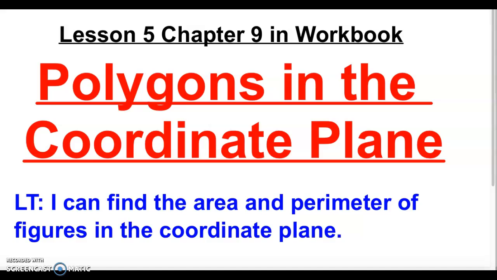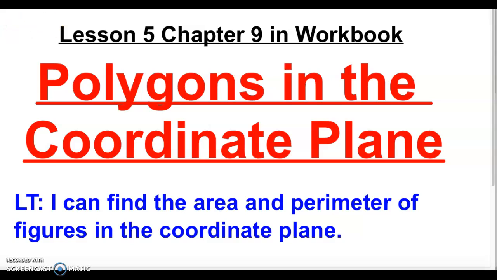Today we are going to be reviewing polygons in the coordinate plane. However, what we're going to be doing is finding the area and perimeter of composite figures in the coordinate plane, which we have not done yet.